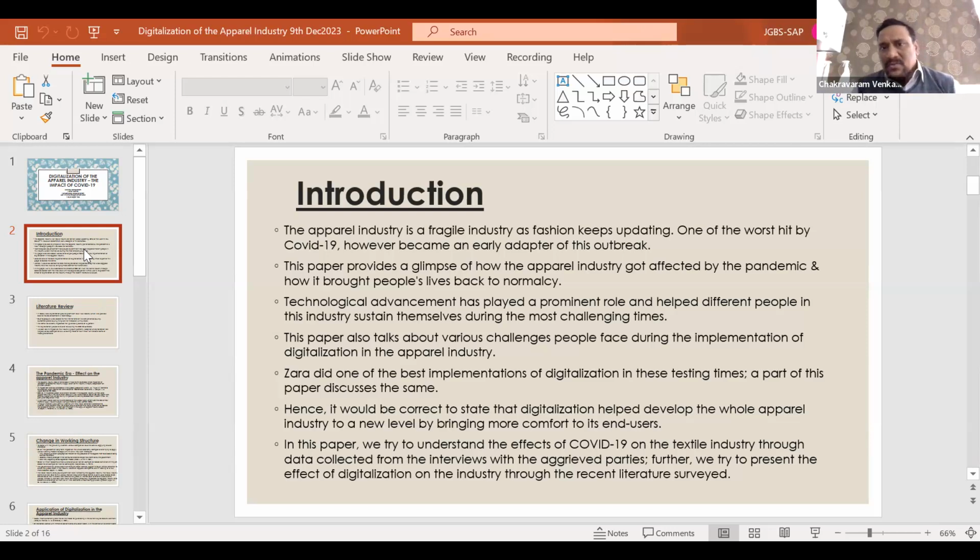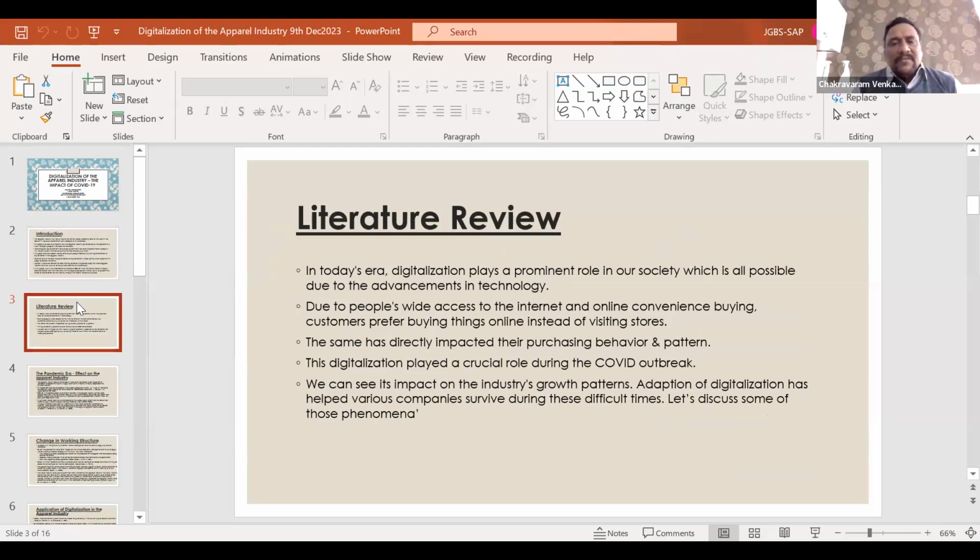In this paper, we try to understand the effects of COVID-19 on the textile industry through data collected from interviews with the aggrieved parties. Further, we try to present the effect of digitalization on the industry through the recent literature surveyed. In the literature review, we have referred to more than 67 articles related to this industry and the impact of digitalization on the apparel industry. And we have also interviewed more than 50 apparel industry core managers and entrepreneurs.